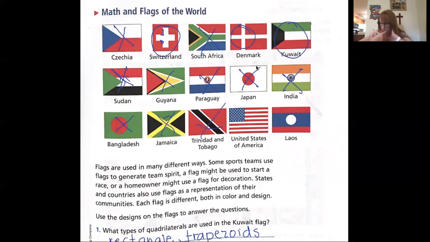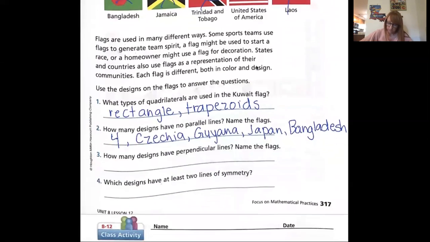Trinidad and Tobago, nope. United States has right angles right here, and really all up here. And Laos, none. So we have, again, 4. 1, 2, 3, yeah, 4.